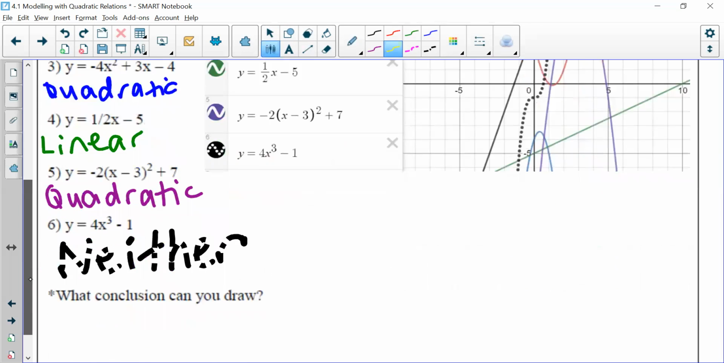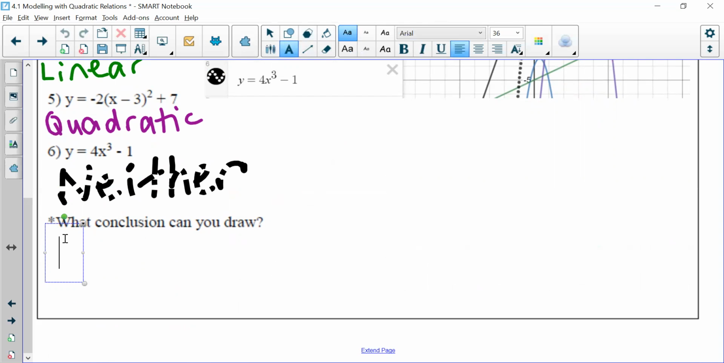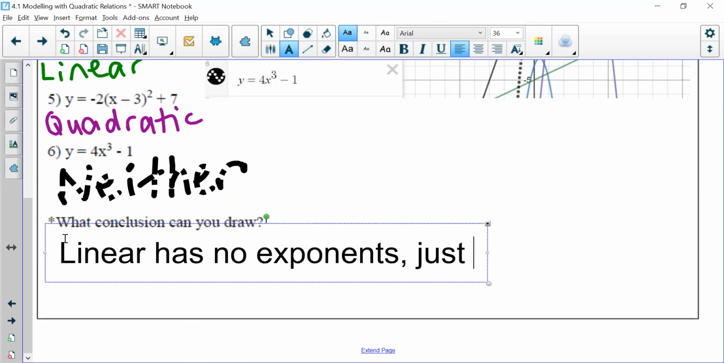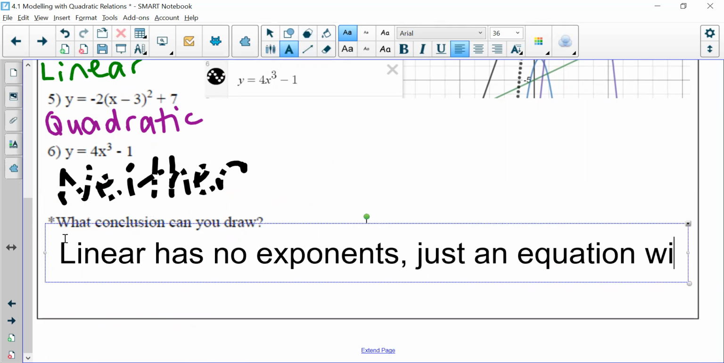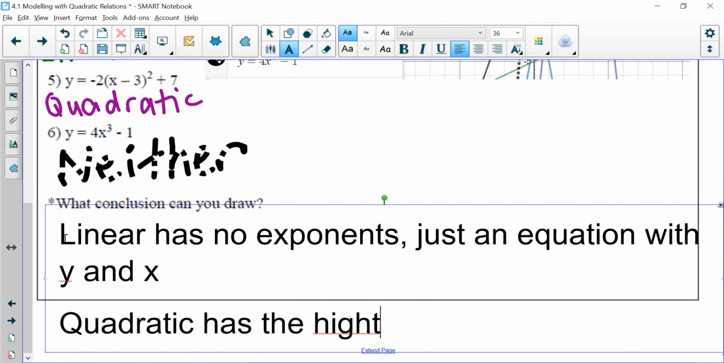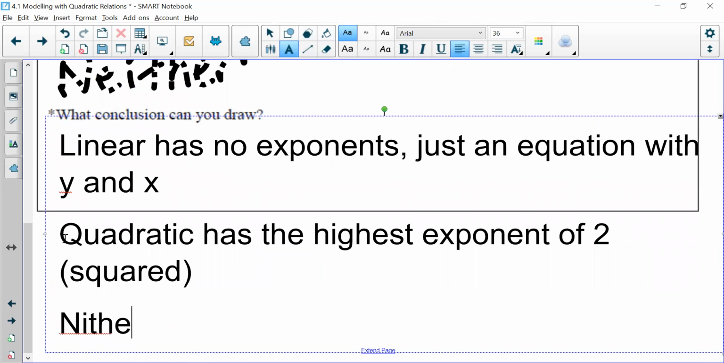Okay, so we're going to try to make some solid conclusions here. Linear relationships: linear has no exponents, just an equation with y and x. Quadratic has the highest exponent of 2. So it's squared. And neither, in this case, has an exponent higher than 2. It's a cube.